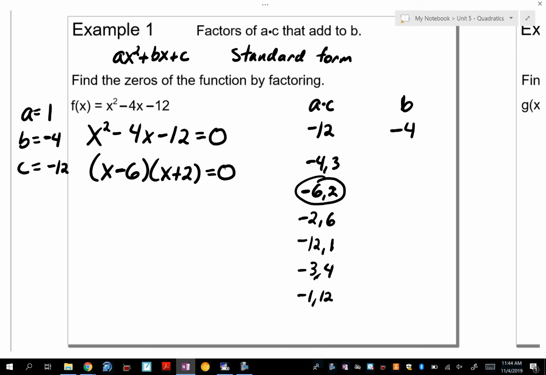All right, so I'm going to show you that we have not changed anything about this function. Nothing has changed, okay? X times x is x squared. X times 2 is 2x. Negative 6 times x is negative 6x. And negative 6 times 2 is negative 12. And if you were to combine these middle two terms, because they're like terms, you get negative 4x. So all we've done is change the way it looks. We have not actually changed this function in any other way except how it looks. This is called factored form.